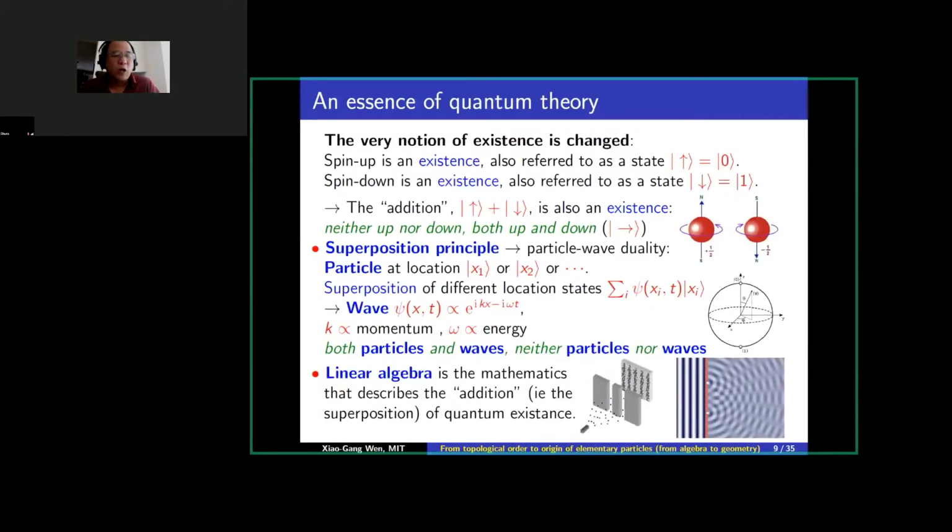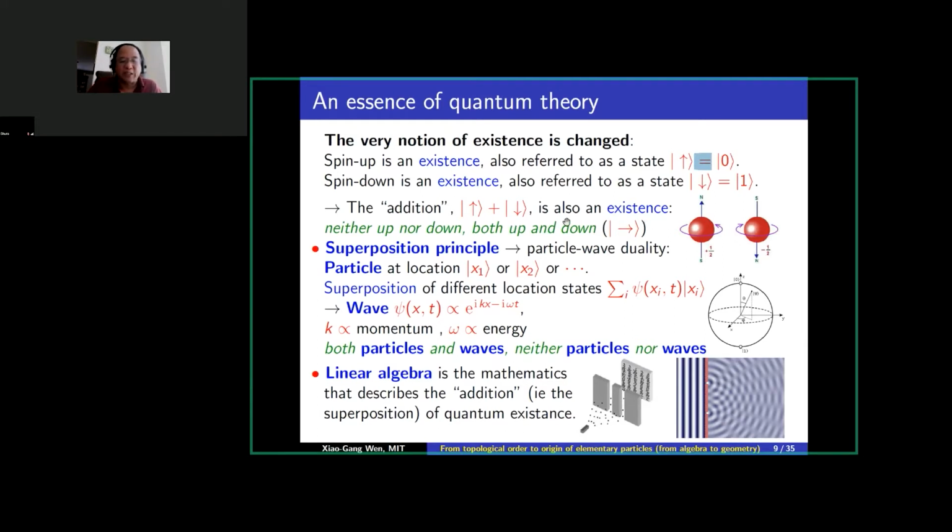The essence of quantum theory is really that the very notion of existence is changed. For example, let's use spin as an example. Spin up is an existence. We call this qubit zero. And spin down is also an existence. We can say that's qubit one. But quantum theory tells us that if spin up is an existence and spin down is an existence, some kind of addition or composition of the two must also be an existence.